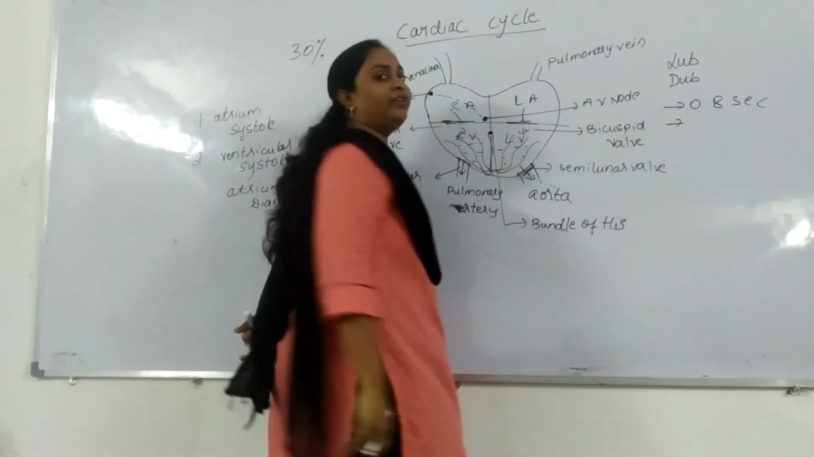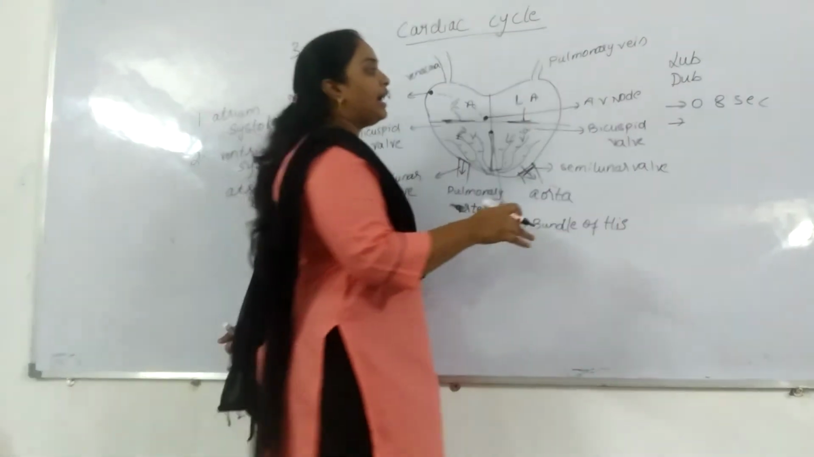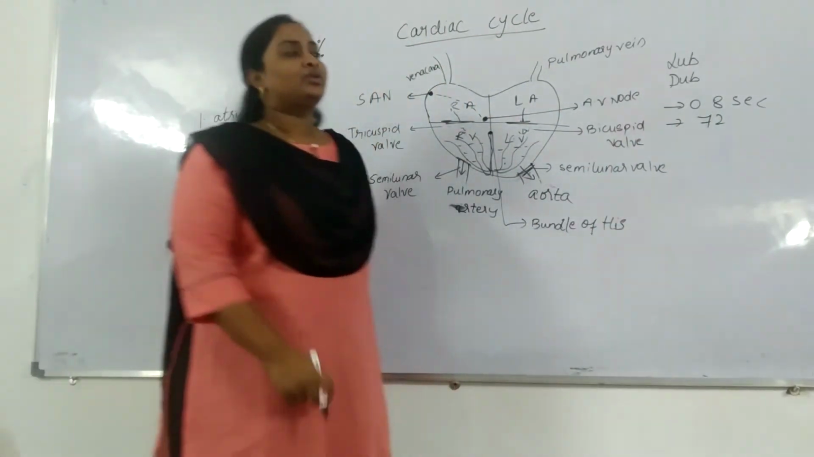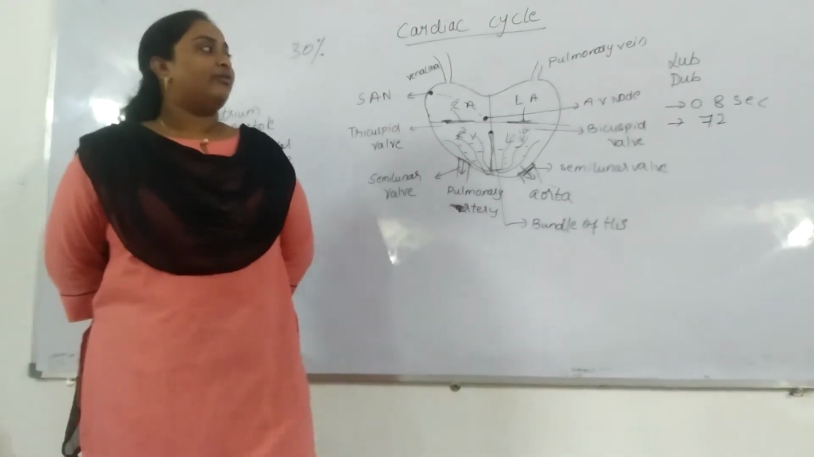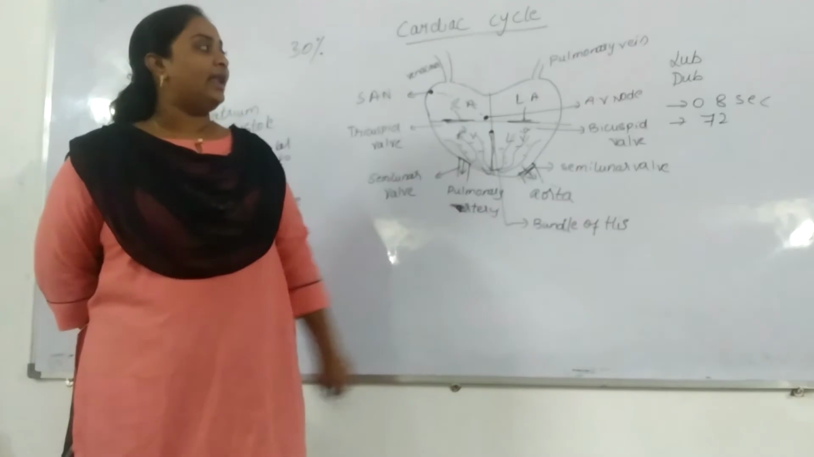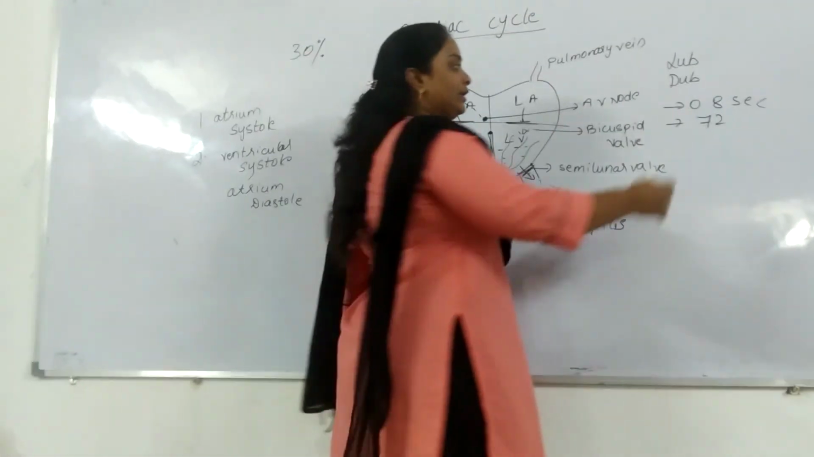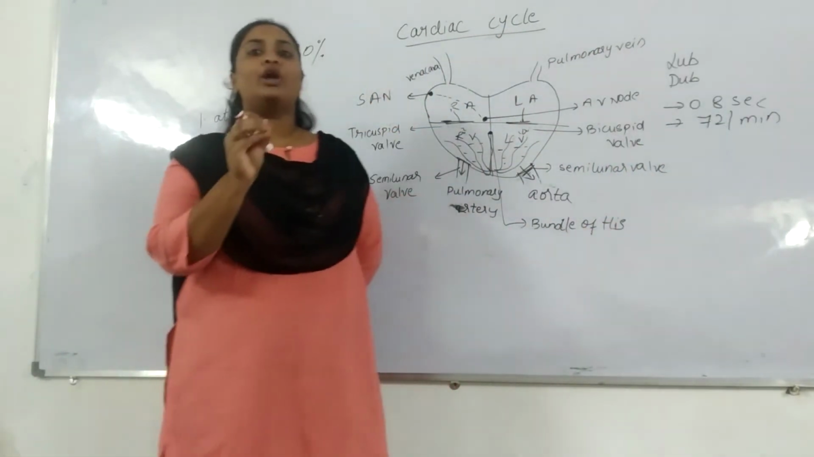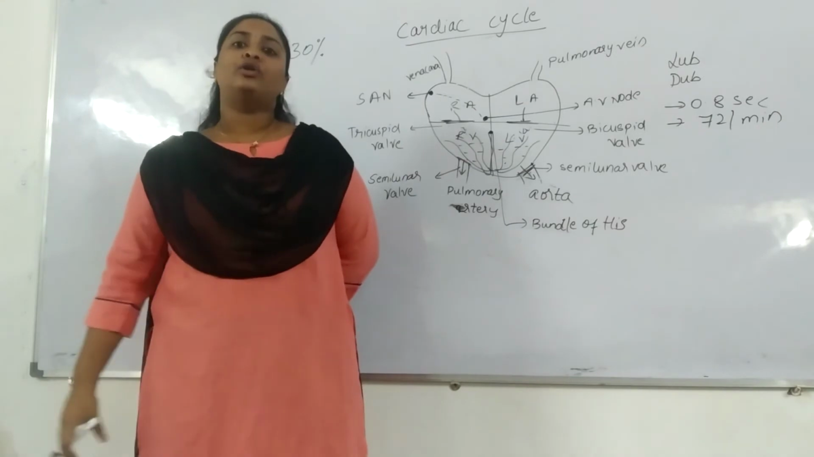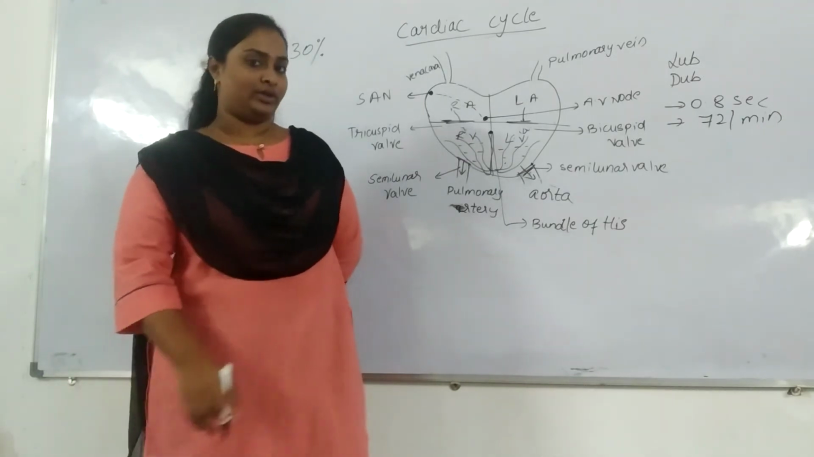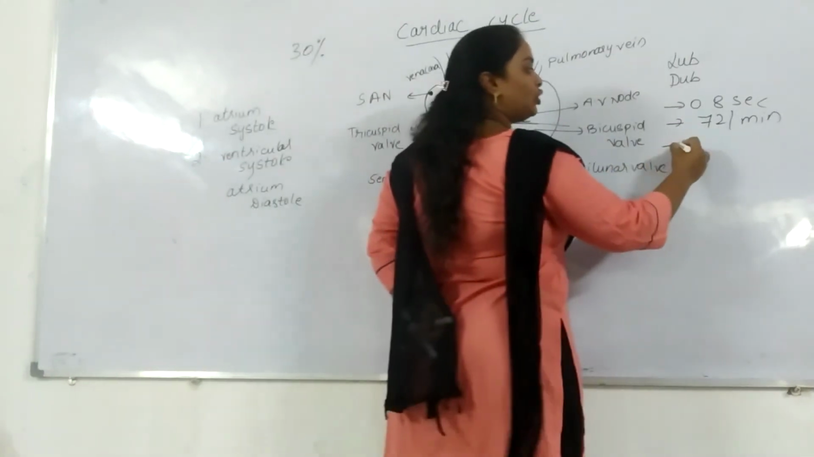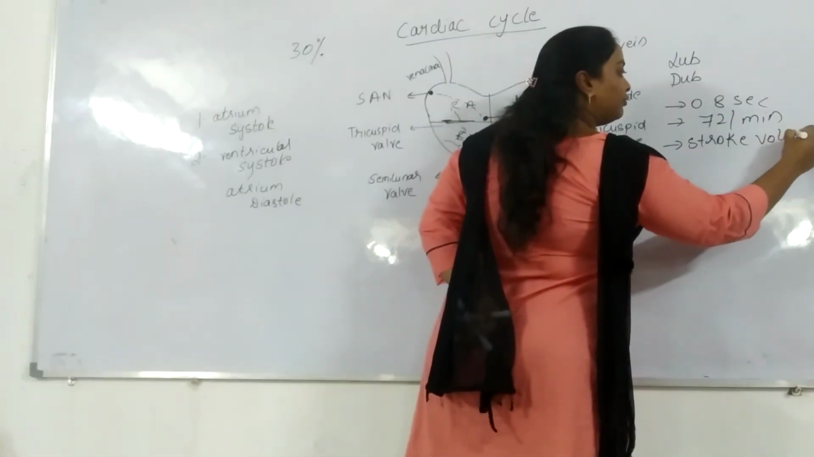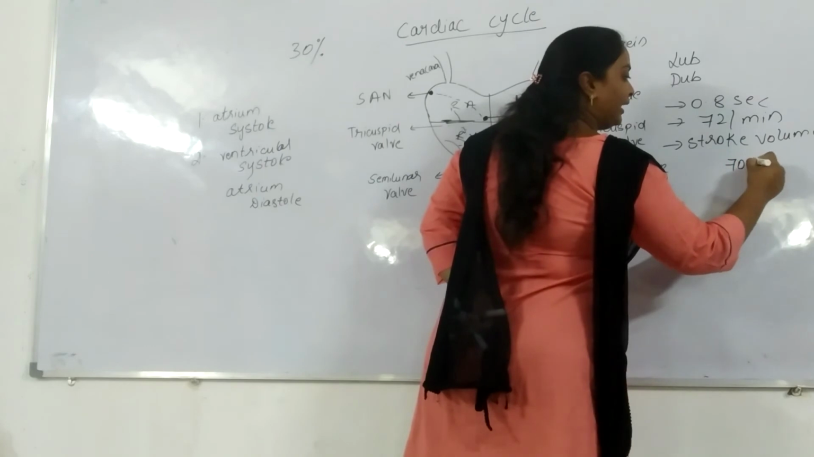If you consider it for a minute, on average, we calculate it as 72 times per minute. So this is the time required for a cardiac cycle, and this is 72 times per minute on average. The volume of blood which comes out of the heart in a single cardiac cycle is called the stroke volume, which is 70 ml.